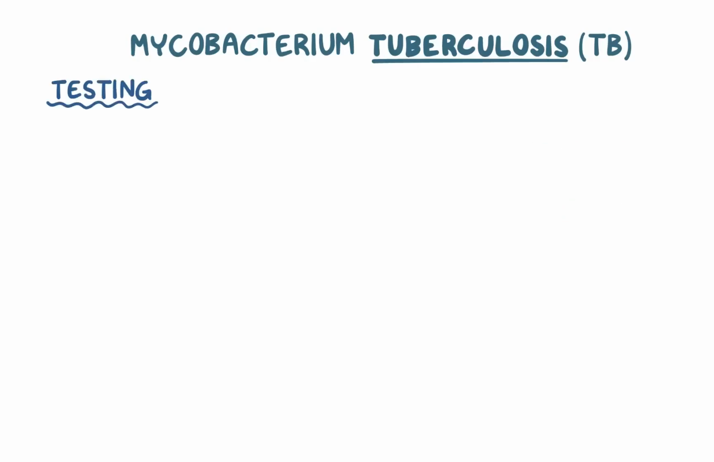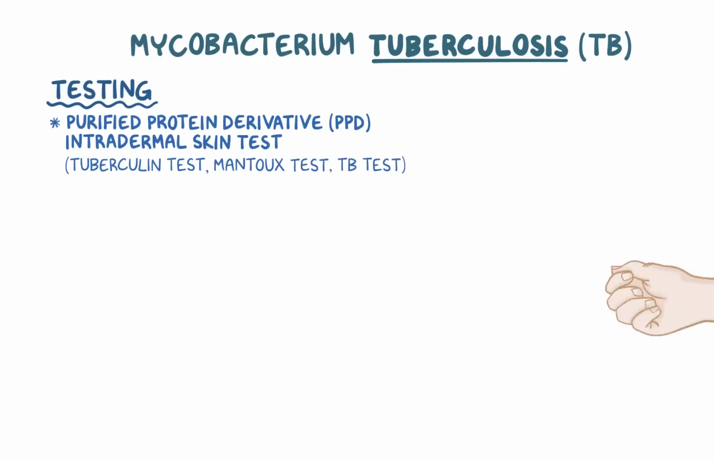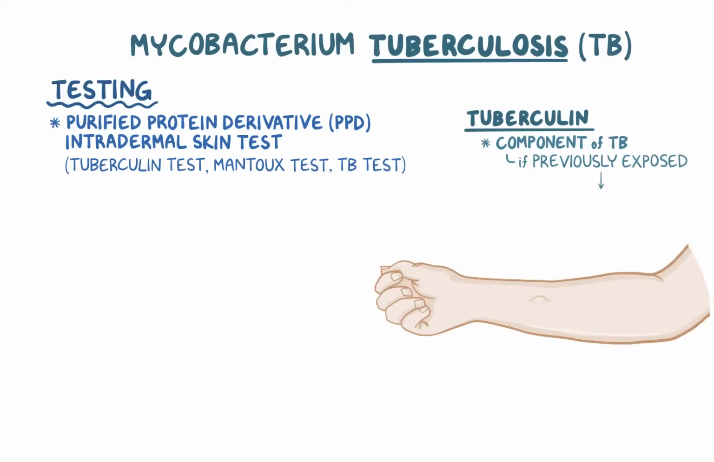Testing for TB often starts with a purified protein derivative, or PPD intradermal skin test, sometimes known as a tuberculin skin test, Mantoux test, or simply TB test. With this test, tuberculin is injected between layers of the dermis. Tuberculin is a component of the bacteria, and if a person has previously been exposed to TB, the immune system reacts to the tuberculin and produces a small, localized reaction within 48 to 72 hours.